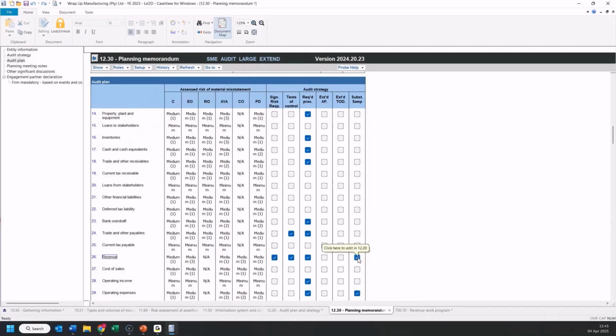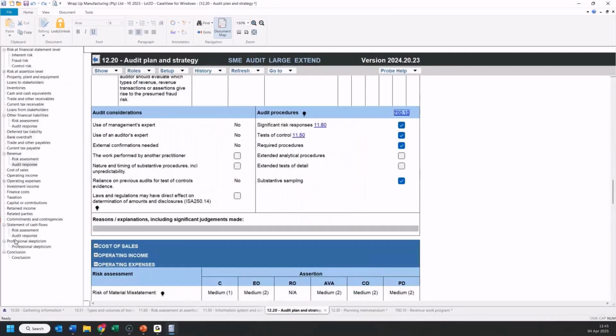Okay. There's one thing we still want to see for revenue, and that is to see that these medium ones where there actually aren't any risks, where they disappear. Can you still remember what that was like, how I did that last week? So I'm going to quickly show you in audit plan and strategy 1220. Last week, we went right to the bottom after having considered all the points.